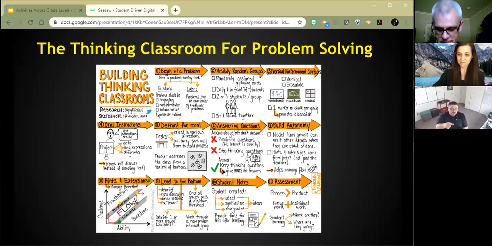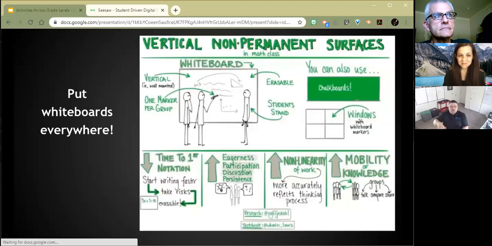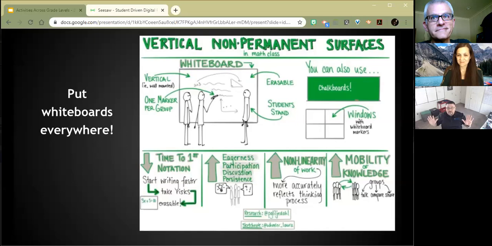So this is a beautiful sketch note by Laura Wheeler that sketch noted all the little tenets of the thinking classroom. But if you move forward, really what it is about is vertical non-permanent surfaces, which is a very technical way of saying put whiteboards on the wall everywhere, right? So what Peter has done is research on whiteboard surfaces everywhere, on the desks, on the walls. On the desks is good, on the walls is better. It just allows everything to be more visible.